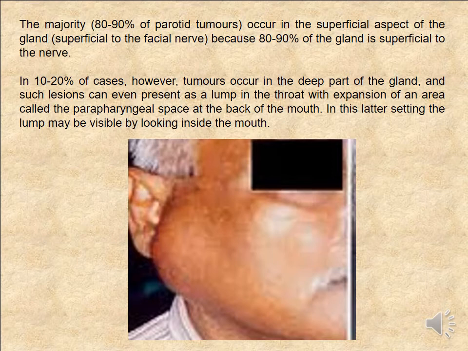In 10 to 20% of cases, however, tumors occur in the deep part of the gland, and such lesions can even present as a lump in the throat with expansion of an area called the parapharyngeal space at the back of the mouth. In this latter setting, the lump may be visible by looking inside the mouth. This is the case when the increase in size in the deep part goes within the oral cavity, not to the outside.